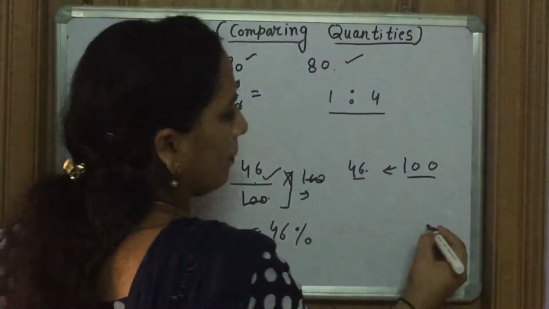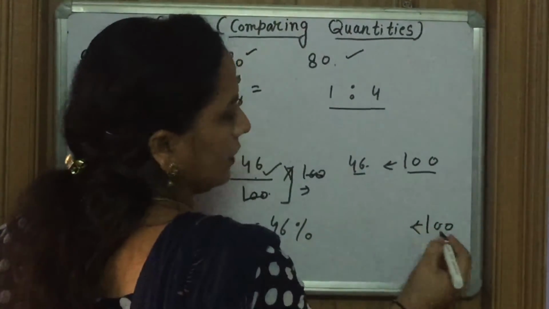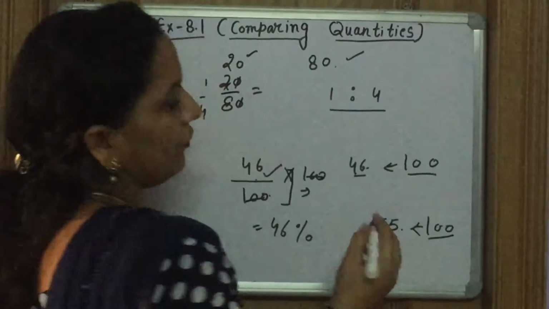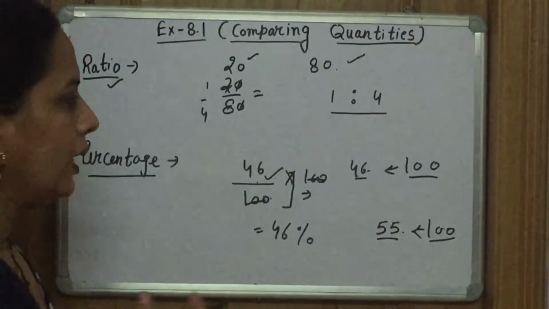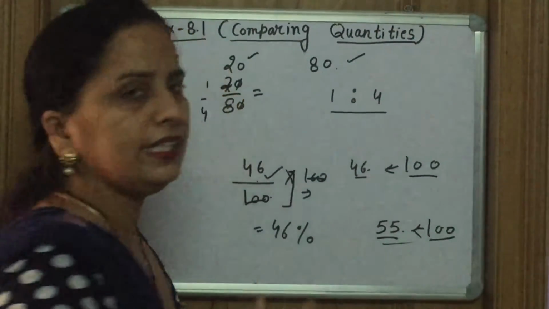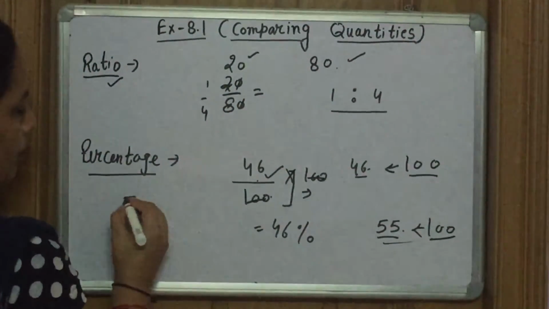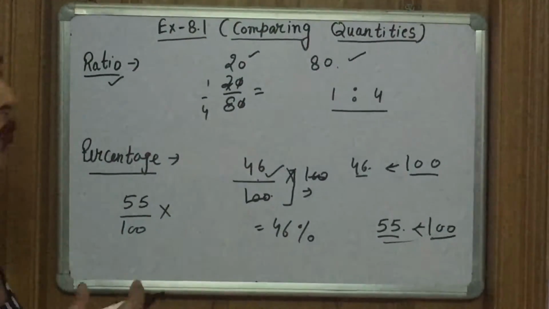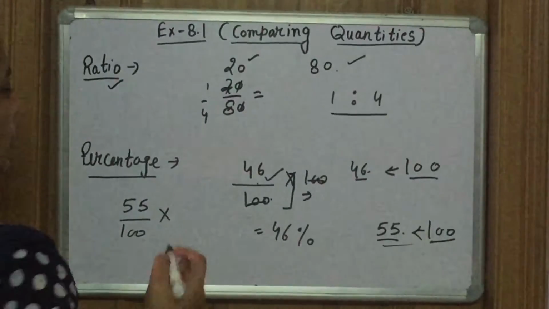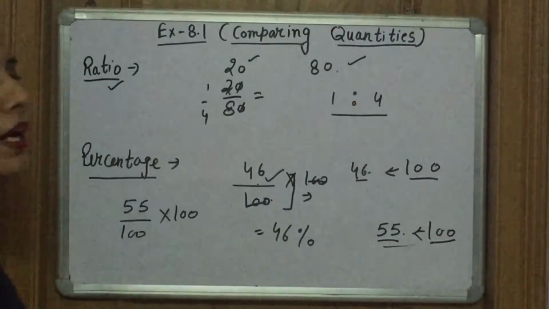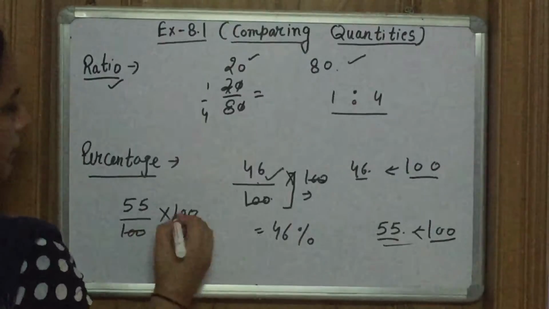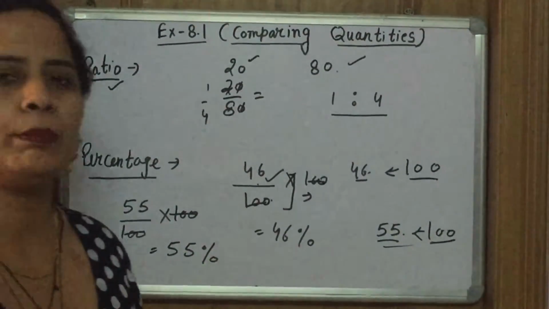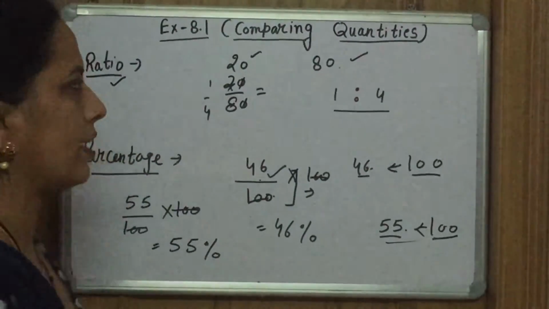Let's take one more example. If you get 55 out of 100, if you have to find out the percentage, then what will we do? Multiply this number by 100, then you can say that I got 55% marks in this exam.